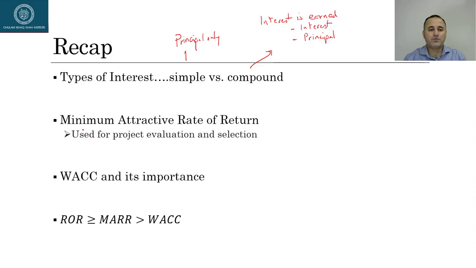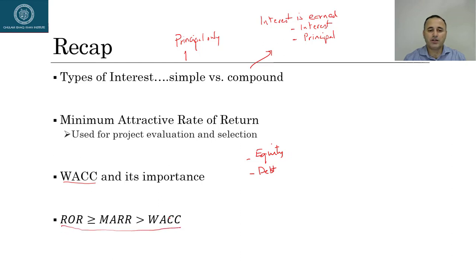The most important one from lecture number 5 was the minimum attractive rate of return. We use this rate for project evaluation and selection, and the starting point is the weighted average cost of capital. Whenever you are planning to undertake a project, you need some capital for that. There are two main sources of capital. One is equity and the other one is debt. Whenever you are using multiple sources of financing, in order to arrive at a single rate of cost of capital, we have to average it out. But it's not a simple average. In fact, it's a weighted average.